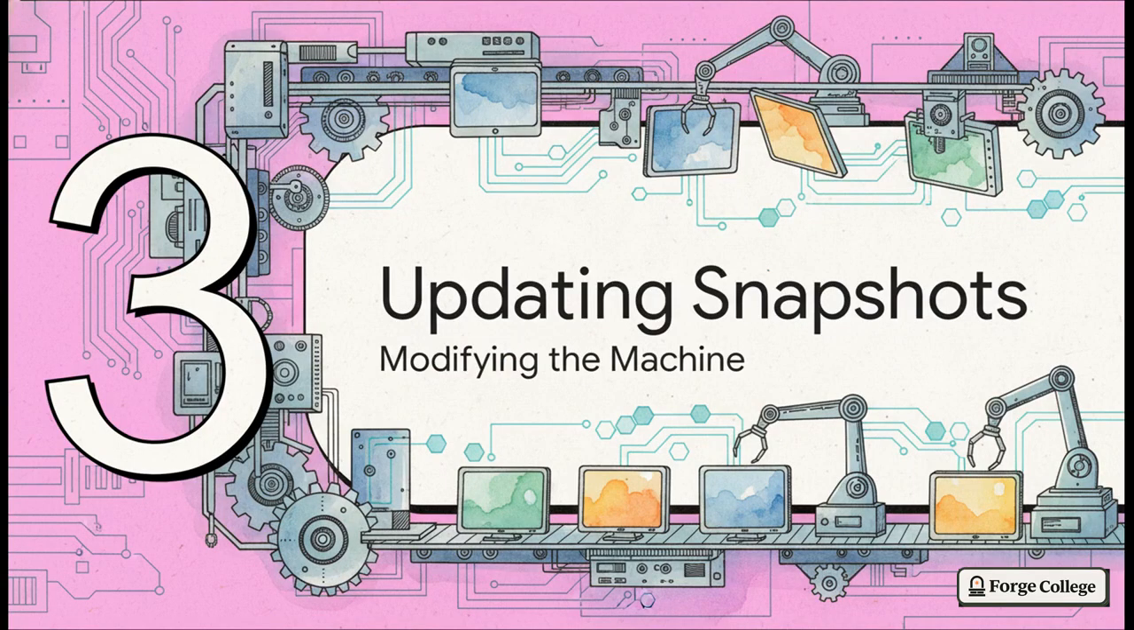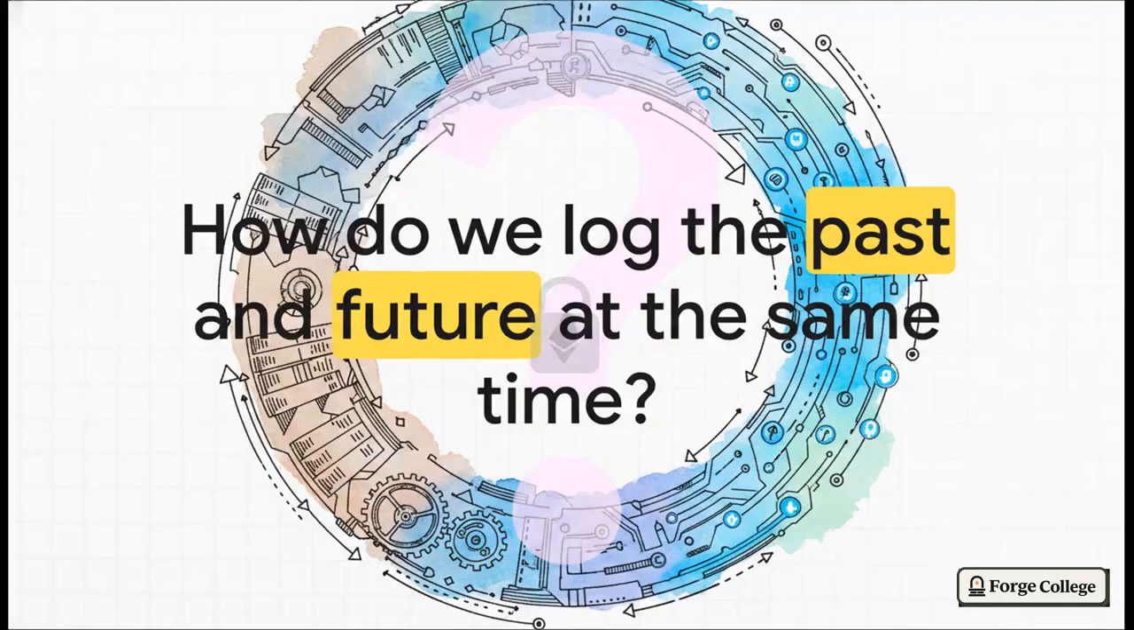Updating with snapshots, modifying the machine. So, now that we know how to create components, modifying them on our assembly line requires some really careful handling of data. And this brings us to a super fun chronological puzzle. How exactly do we log the past and the future at the exact same time? Think about it. If our event needs to tell external listeners what the data was and what it is now, but we can only emit the event after the state is changed, well, aren't we kind of stuck? Because once we overwrite that state, the past is gone forever, right?